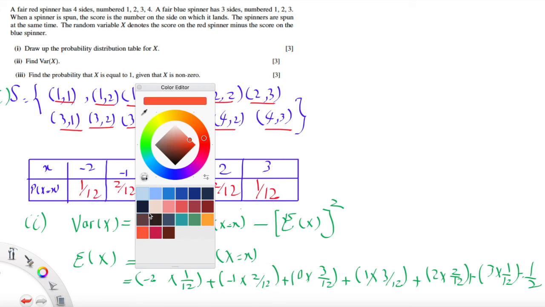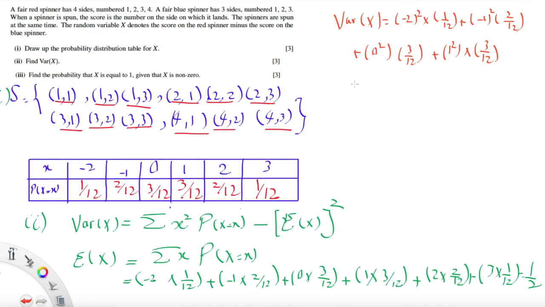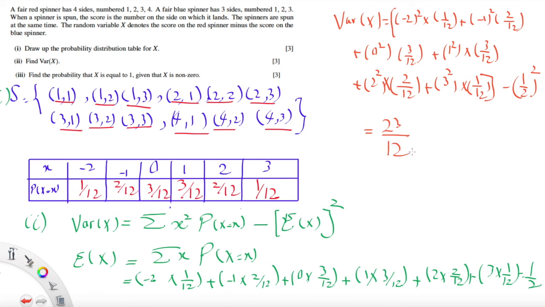Now I replace in this formula, then variance of x will be sigma x squared, so it will be minus 2 squared times 1 over 12 plus minus 1 squared times 2 over 12 plus 0 squared times 3 over 12 plus 1 squared times again 3 over 12 plus 2 squared times 2 over 12 and the last one 3 squared times 1 over 12, minus E of x, so 1 over 2 squared, which will be equal to 23 over 12 at the end.